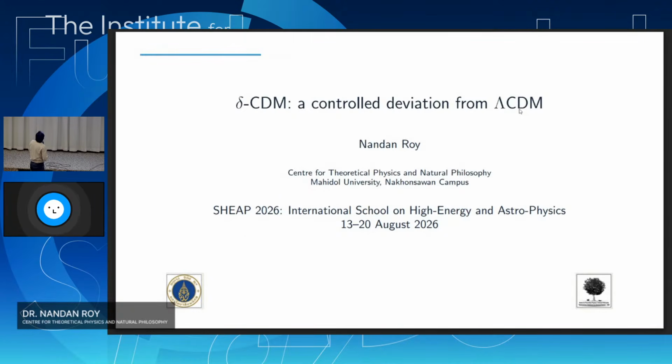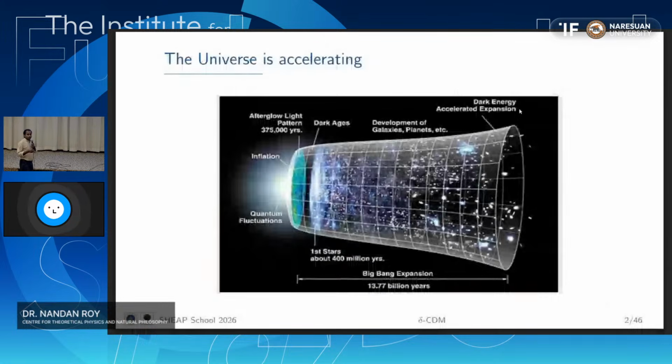Today I will be talking about delta CDM. It's a name we gave to one of our formalisms where we try to build models which are a deviation from lambda CDM. The idea is very simple, but it could be applied to many dark energy models.